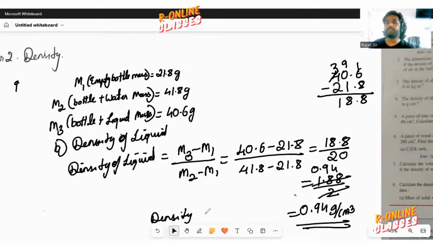Now if they ask you what is the relative density, just take out that gram per centimeter cube. That's it, done. That we will see in the next question.